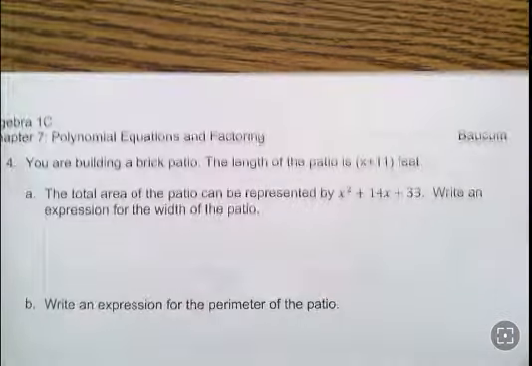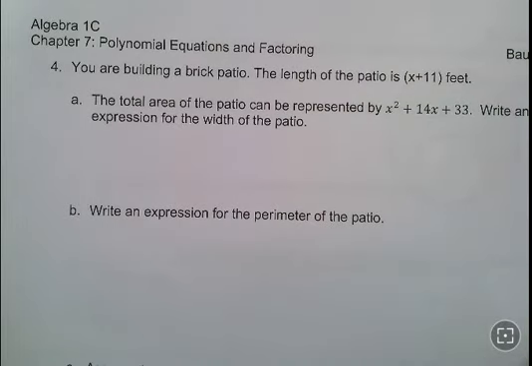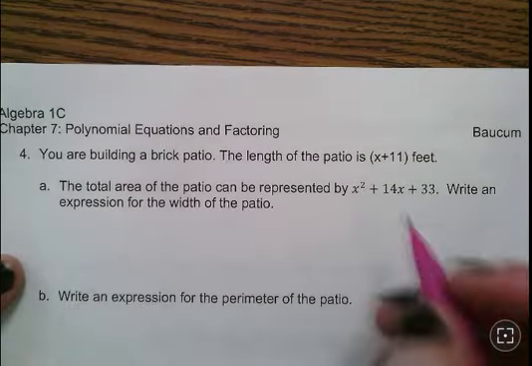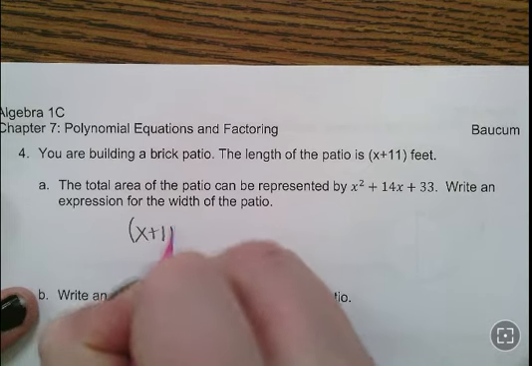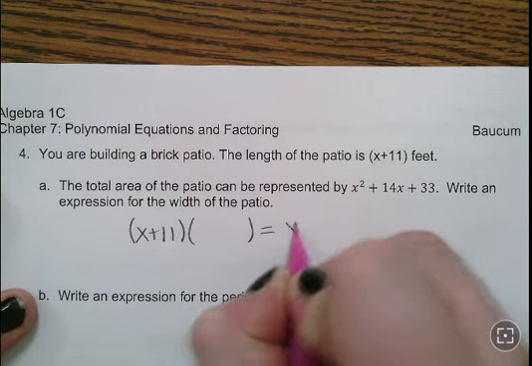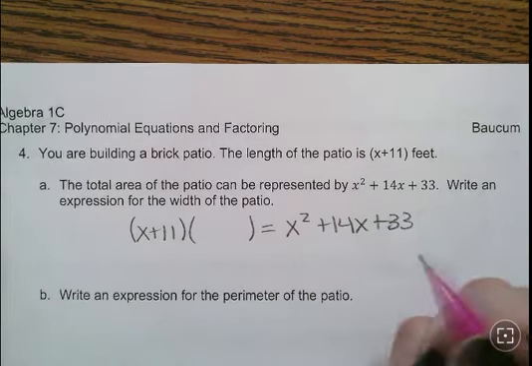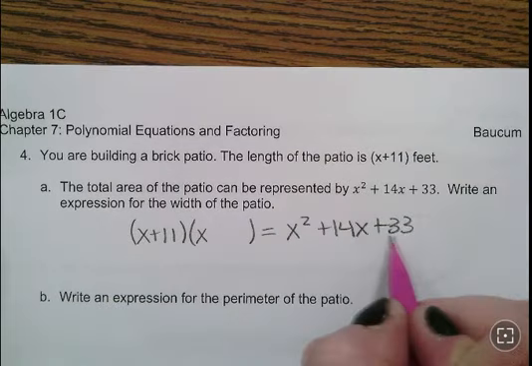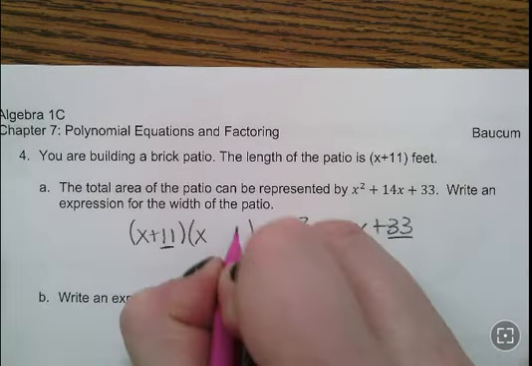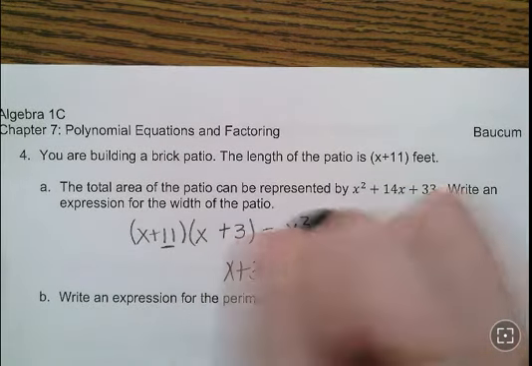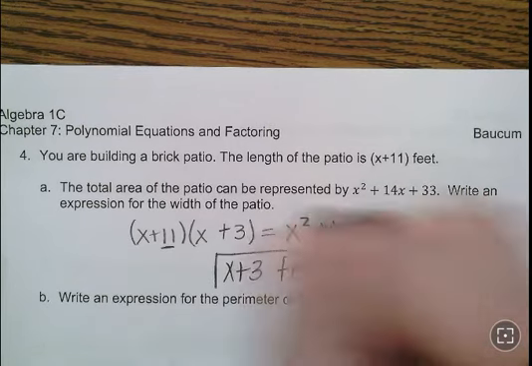All right, moving on. Number 4. You are building a brick patio. The length of the patio is x plus 11 feet. The total area of the patio can be represented by x squared plus 14x plus 33. Write an expression for the width of the patio. Okay, so we know that the length is x plus 11, and we know that length times width is equal to the area, and we're given the area, so we need to find that missing dimension. Well, if you think about it through factoring, if we want to get to that 33 and we've got an 11, then that means that that has to be a 3 there, and we have to have a plus sign. So x plus 3 feet would be the width of that patio.